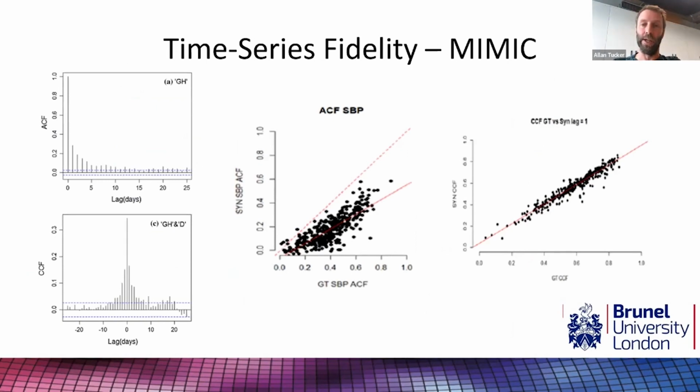And again, these approaches seem to do a pretty good job. So here you can see how similar the cross-correlation is between individual variables in the ground truth data on the right here against the synthetic data, and we have a very tight fit, and also autocorrelations here. So we seem to be capturing a really nice close fit to those underlying data sets.